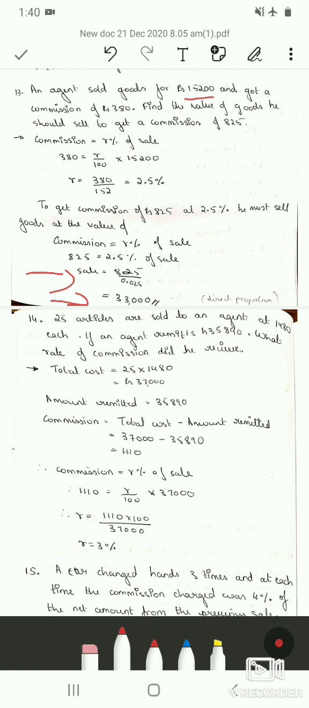So this problem is also an example of direct proportion. So try solving the problem using the concept of direct proportion, which we had seen in the second unit. Again you will get the same answer.